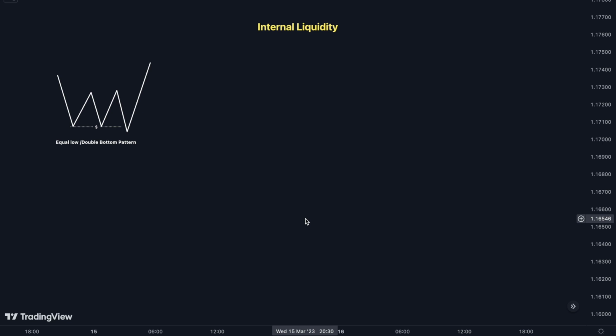So let's start with the internal liquidity, guys. I'll explain to you the 6 major patterns that you are used to in the market, and the first one is equal low or double bottom pattern. This is a reversal pattern, but before moving up or down, the market will sweep the liquidity and then make its move. There are both buyers and sellers introduced over here. There are stop losses over here and stop losses over here. So both are swept before making the move.